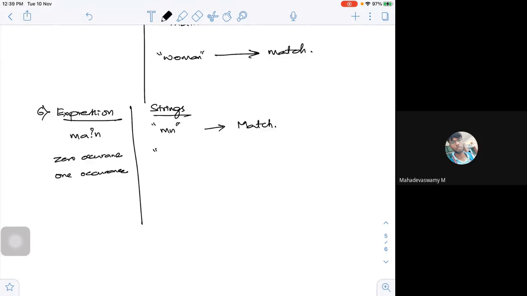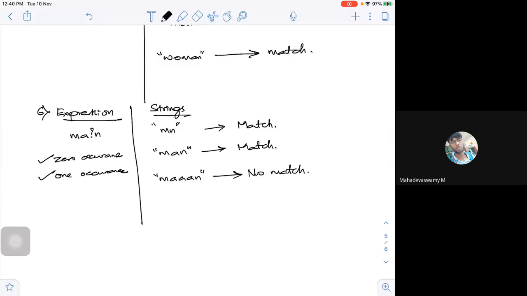Now if I put M, A, N, it is matching. So if I put more than one A, M, A, A, N, it doesn't match. Why? The reason is more than one A character. I'm looking for only one character. The pattern is either 0, that means no character, or only one character. So the third case, it is more than once.